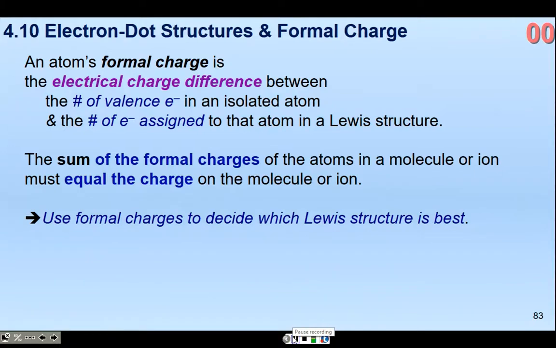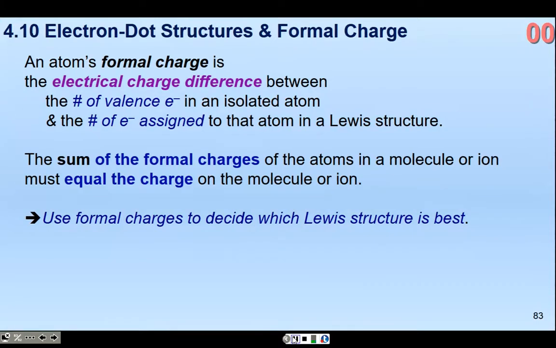Formal charge for each atom in a structure is the difference in electrical charge between the number of valence electrons in an isolated atom and the number of electrons assigned to that atom in a Lewis structure. Remembering that we start with bare atoms and assign them in a structure as we work through the steps of a Lewis electron dot structure.